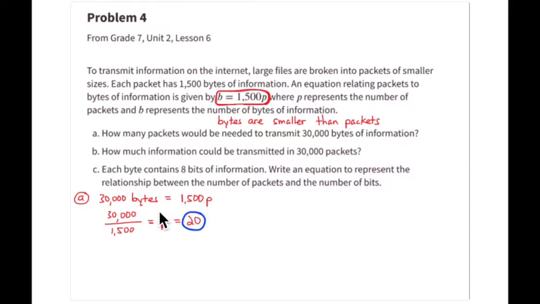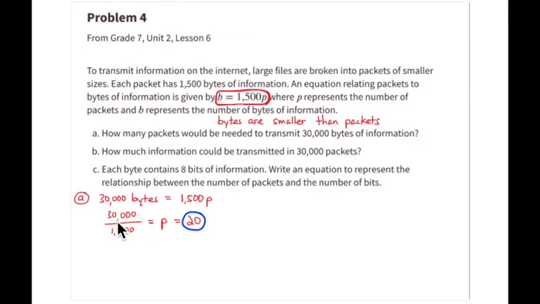We're going towards figuring out the number of packets that this equals. So you have to multiply by the reciprocal or divide. That's the same as dividing by 1,500. So once again, every time I can get out 1,500 bytes out of this 30,000, that is equal to a packet. And how many times can I do that?